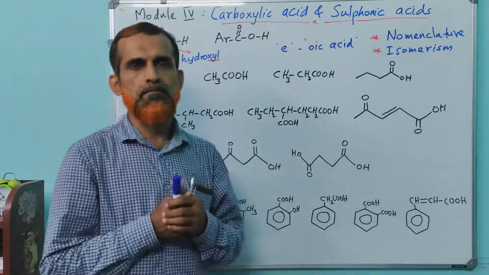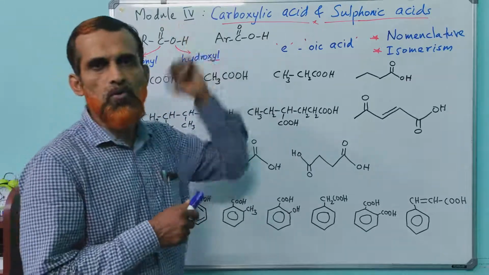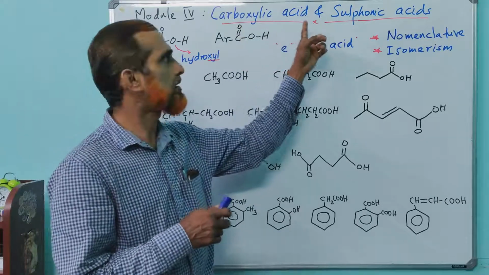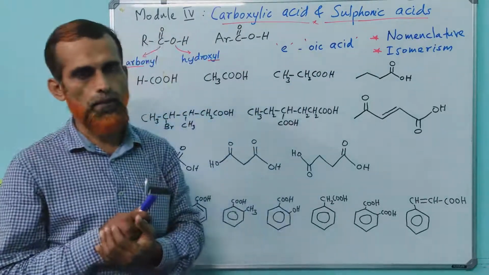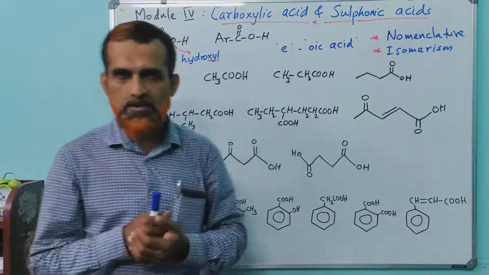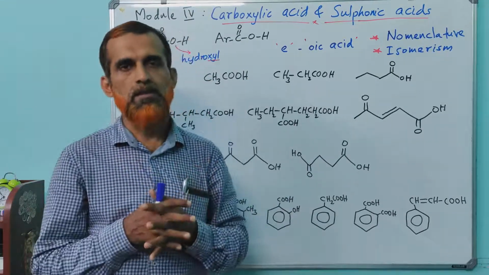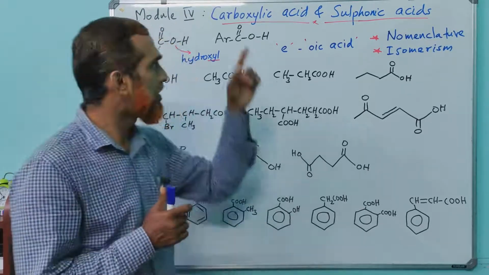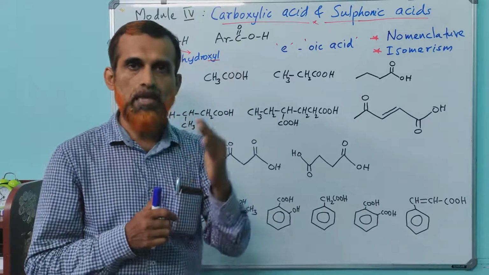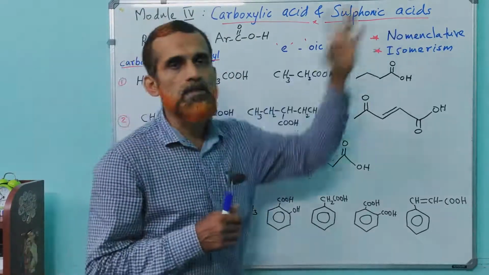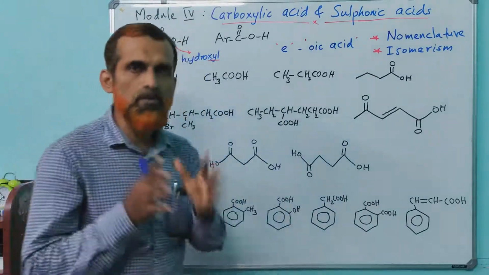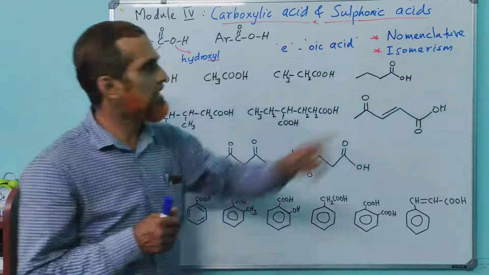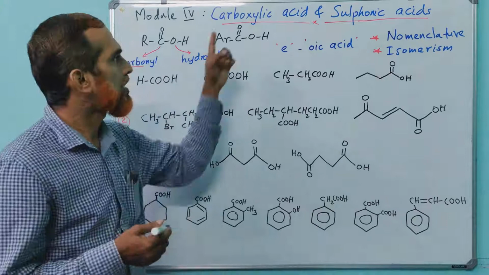Today we begin module number 4 of organic chemistry, that is carboxylic acids and sulfonic acids. This module deals with nomenclature, preparation, physical as well as chemical properties of carboxylic acids, carboxylic acid derivatives as well as sulfonic acids. In this video, we discuss only nomenclature as well as isomerism of carboxylic acids.